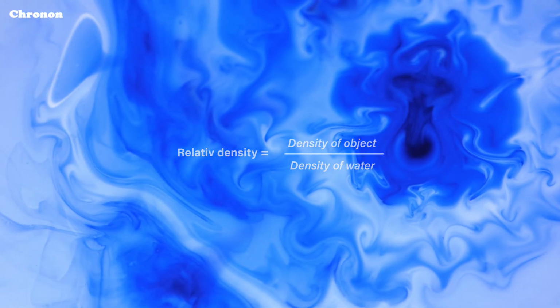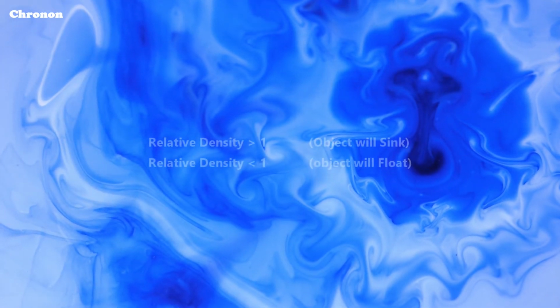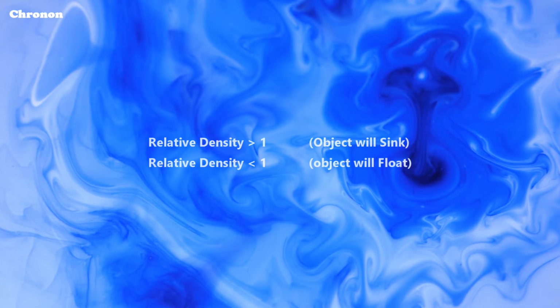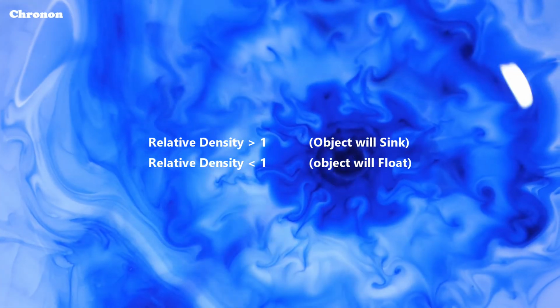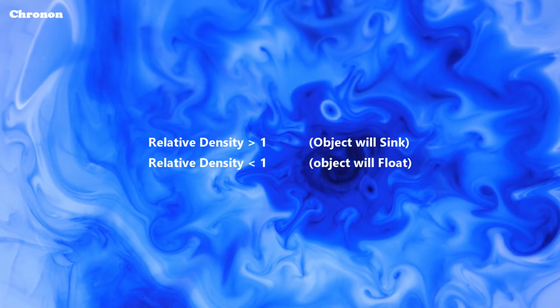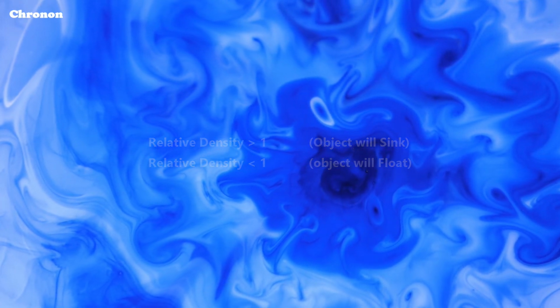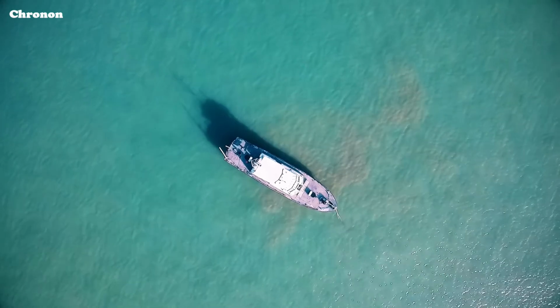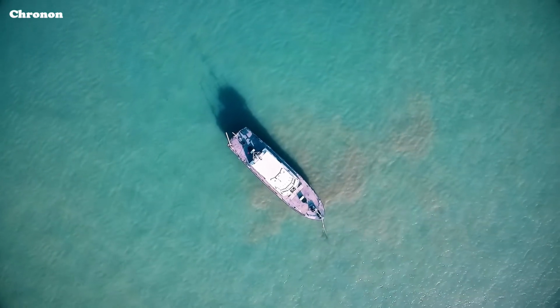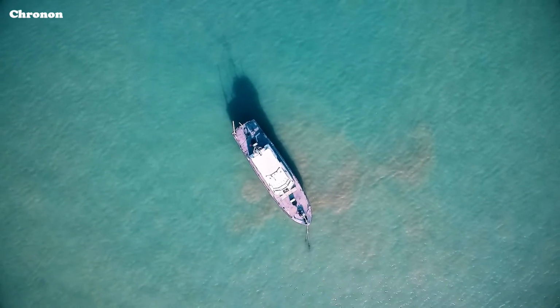of water. According to physics, if the relative density of an object is greater than 1, then it will sink in the water. And if the relative density of an object is less than 1, then it will float on the surface. The concept of buoyancy force is very handy in daily life and in industries as well.